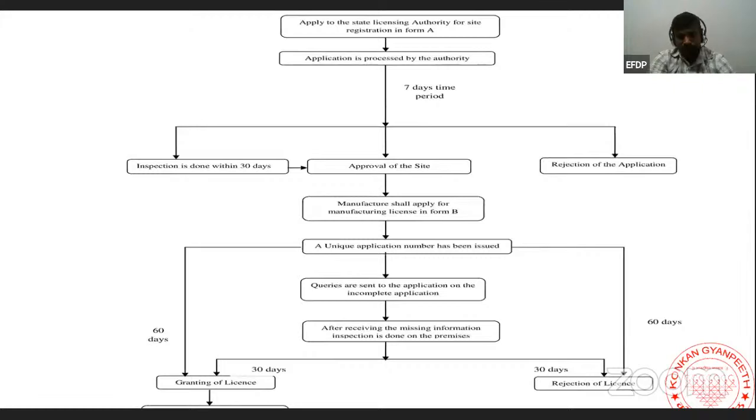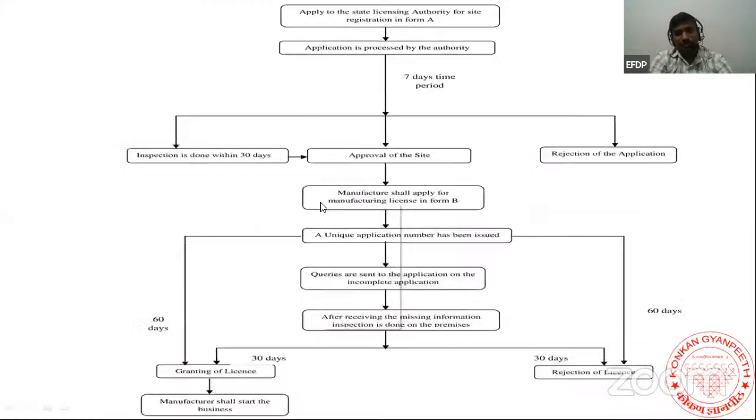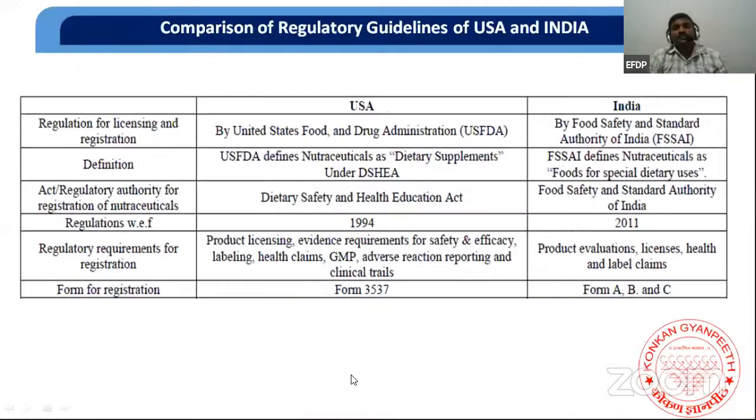Now, when we think about the comparison of the regulatory systems of the USA and India: in the US, we have to submit the application for licensing and registration under the United States Food and Drug Administration, that is, the US FDA. In India, it is all under FSSAI control. The definition of a dietary supplement, whatever the requirement is, is given in the Dietary Supplement Health and Education Act, published in 1994.